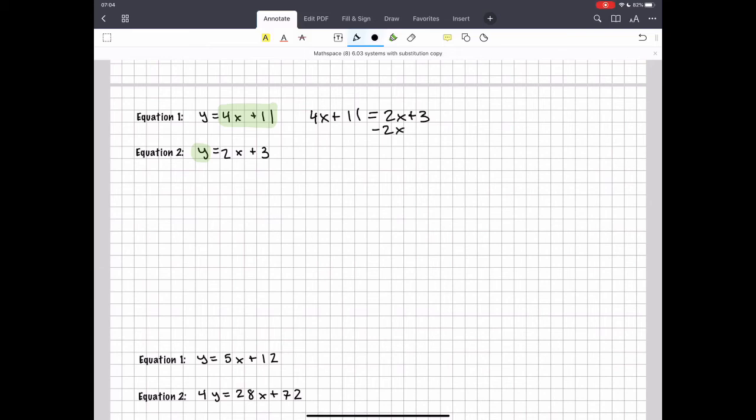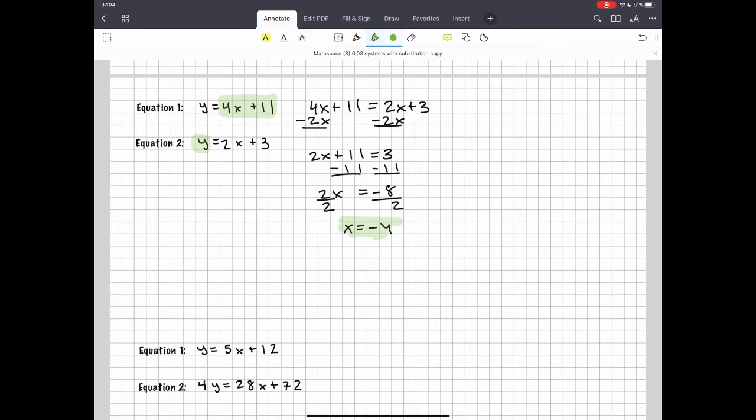So I'm going to subtract 2x from both sides. That leaves me with 2x plus 11 equals 3. I'll subtract the 11 from both sides. 2x equals -8, and divide by 2, x equals -4. Now I know exactly what my x variable is. I can go ahead and substitute that to find out the y variable.